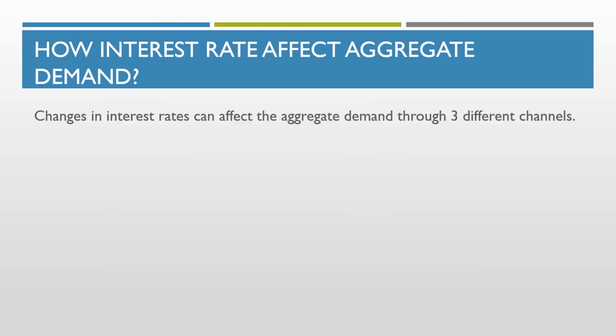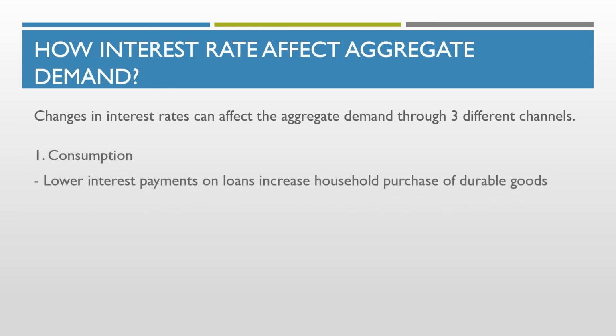So how does a change of the federal fund rate affect aggregate demand? Ultimately, we are not only interested in the money market, we are also interested in how a change of the money market's interest rates will affect how the economy functions. There are three different channels through which changes in interest rates will affect aggregate demand in our AD-AS model. Number one, consumption will be affected.